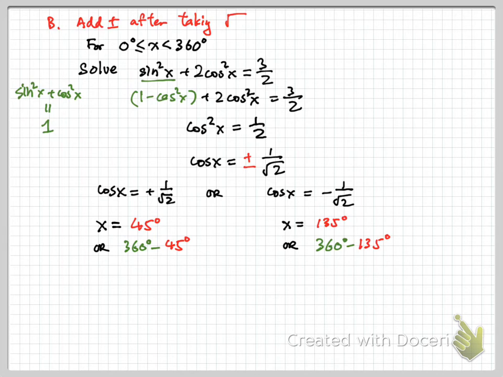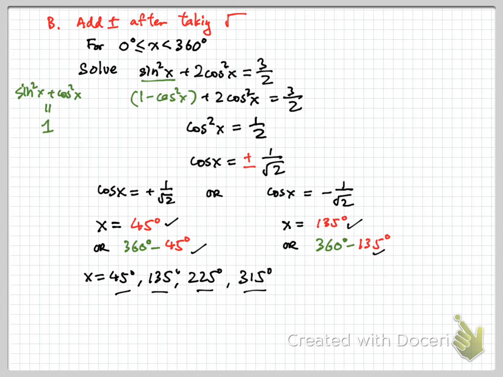So there are 4 answers, right? X can be 45 degrees, like here, or 135, like here. Or how about this one, right? This will be 225, like here. And finally this one, 315, alright? 1, 2, 3, 4. 4 answers to this question. If you want to, you can check these answers one by one against the original equation, to see whether these answers indeed satisfy the original equation, alright?